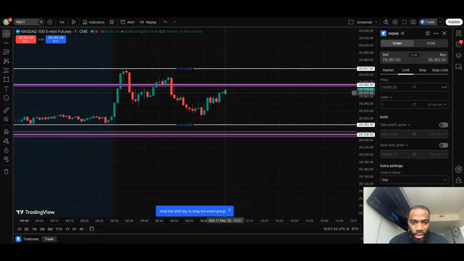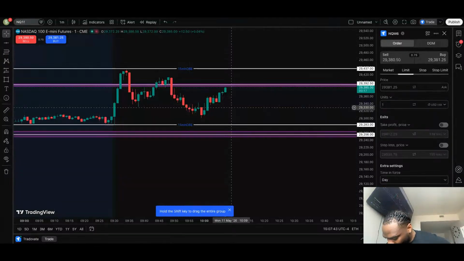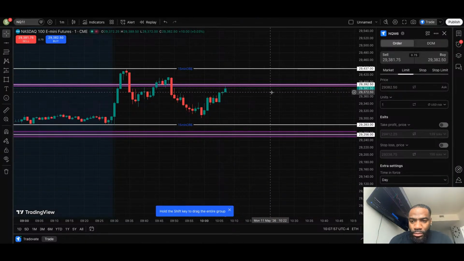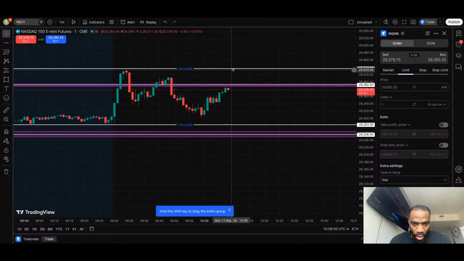I definitely want a market execution right here, but I'm willing to wait, because this area right here is a level of rejection. So it may come back down and give me the entry I want anyway.